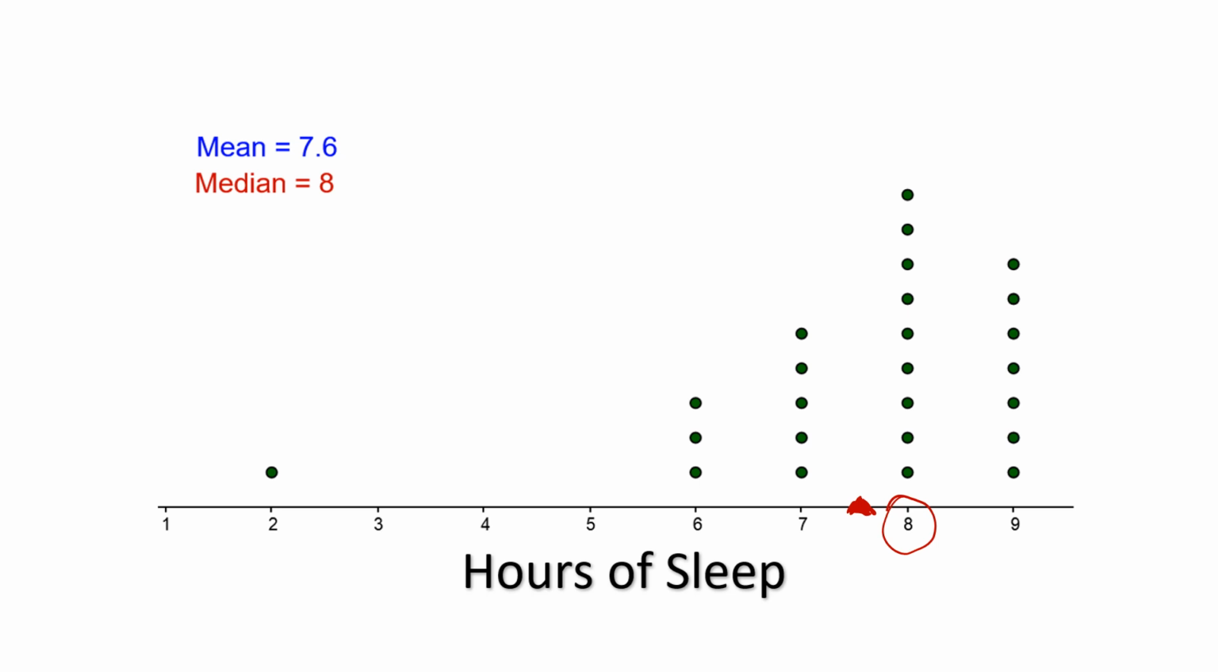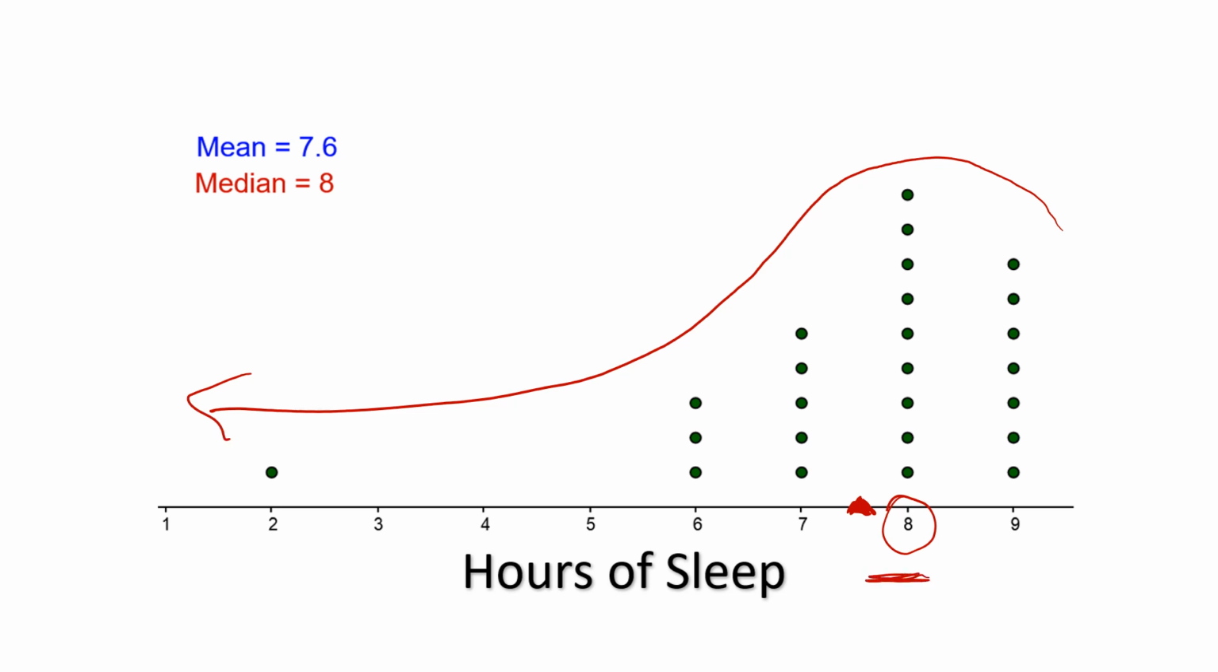So why is the mean pulled lower than the median? Well, it's pulled lower because if you look, the data is left skewed. So because it's skewed left, it's going to drag that mean down from the median. And we also have an outlier here. We had one kid in this class get 2 hours of sleep.